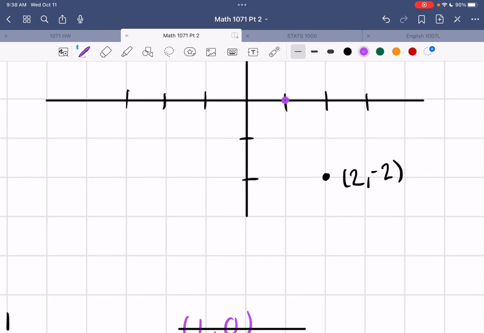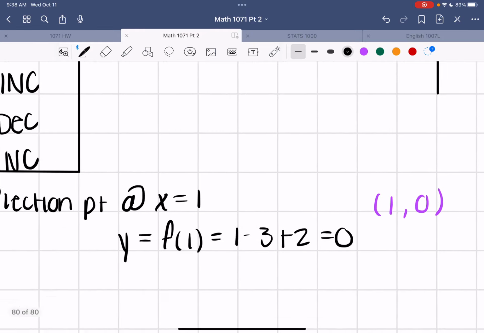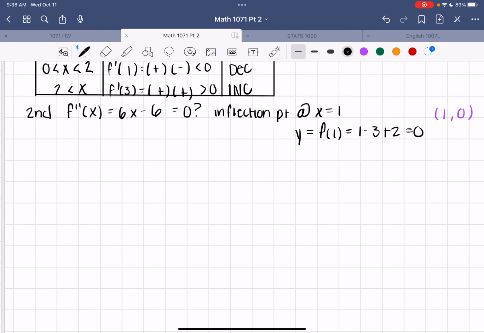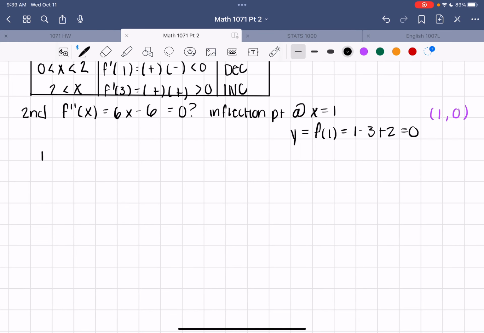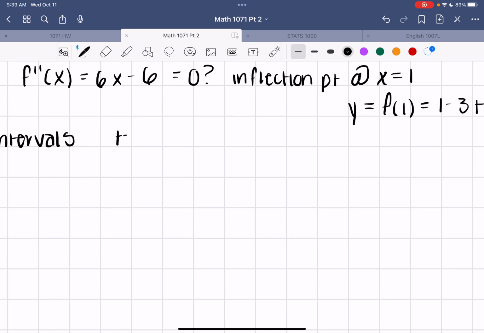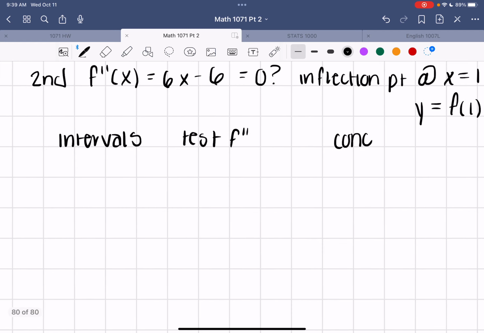And so one inflection point gives me two intervals. Left of 1, right of 1. And so take any value left of 1, say 0. If you put 0 into the second derivative, 0 minus 6 is negative 6, is negative, so it's concave down. F double prime of 2, take any number there. 12 minus 6 is positive, it's concave up. Okay, you now have filled in both tables.